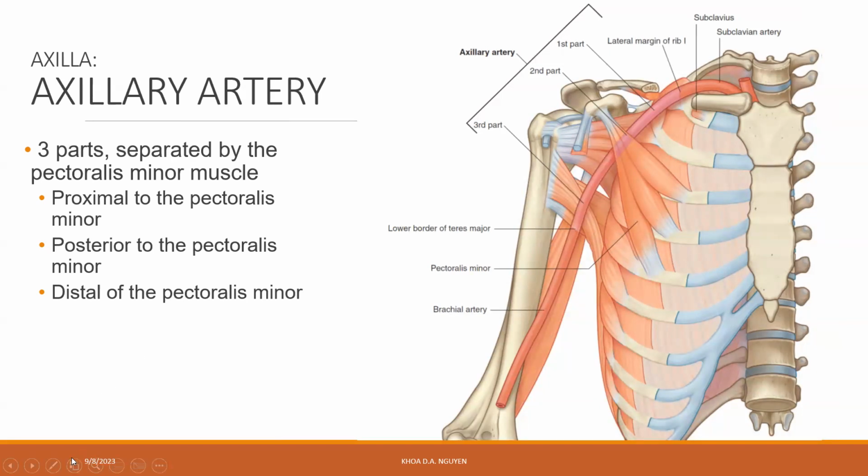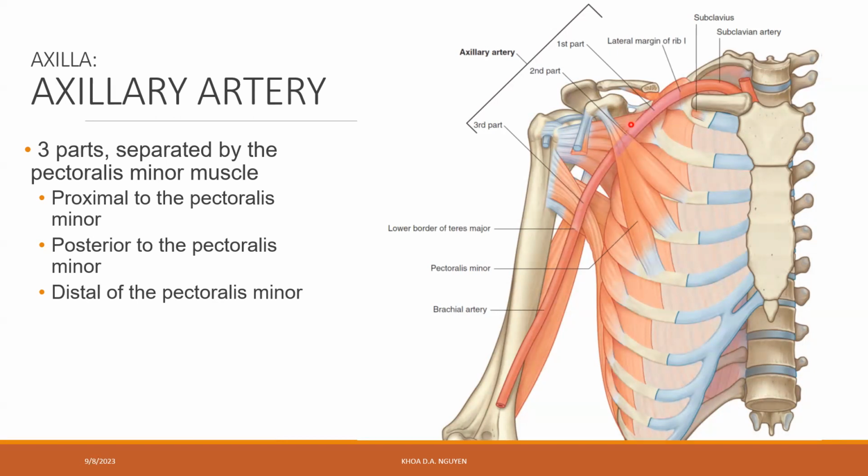So now, if you are talking about the portion of the axillary artery that is right here, it is the portion that is proximal to the pectoralis minor. That's the first part of the axillary artery. The second part of the axillary artery is going to be right posterior or behind the pectoralis minor right here. This is going to be the second part. And then the third part is going to be this part right here that is going to be distal to the pectoralis minor.